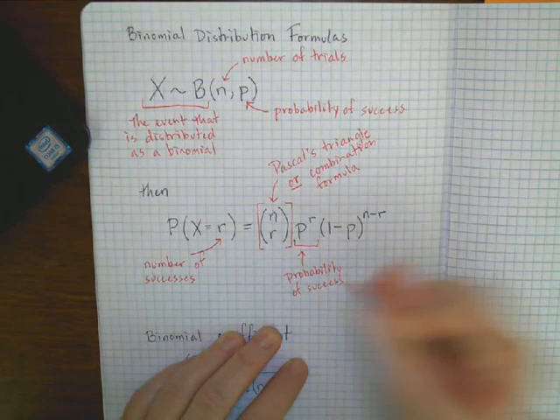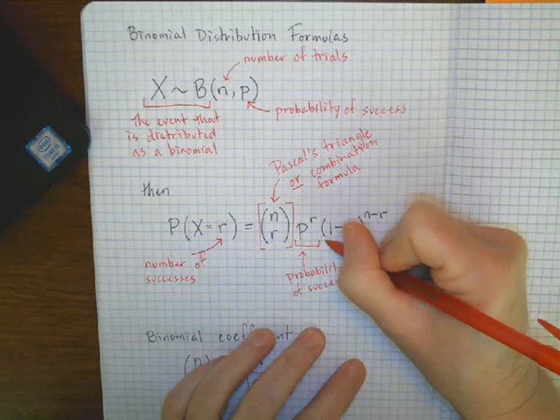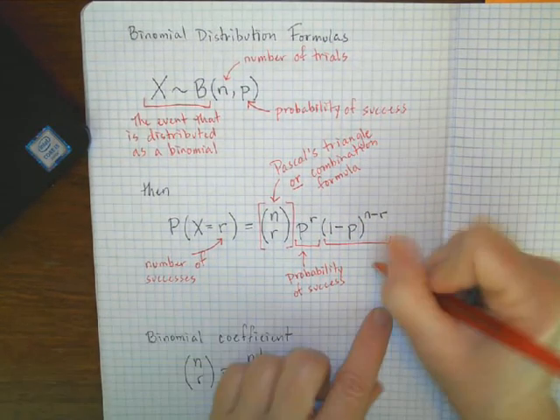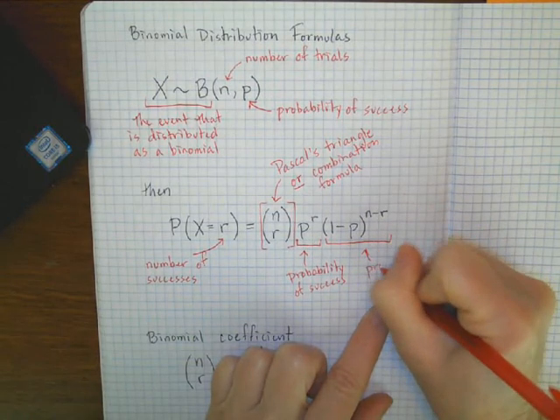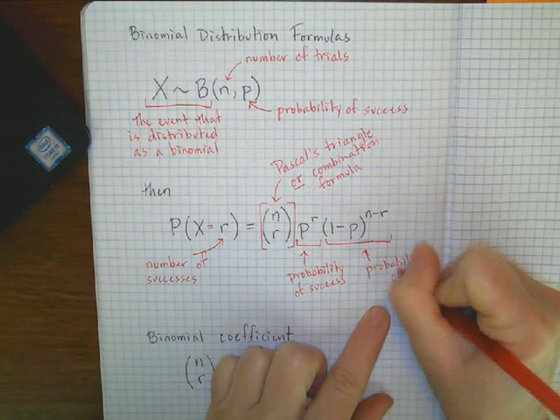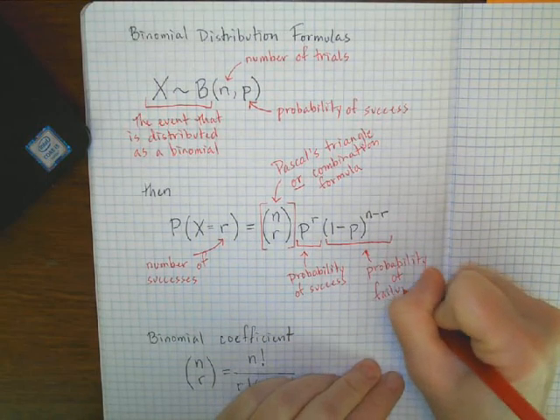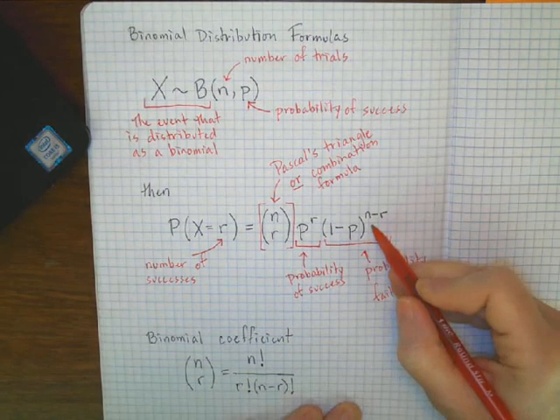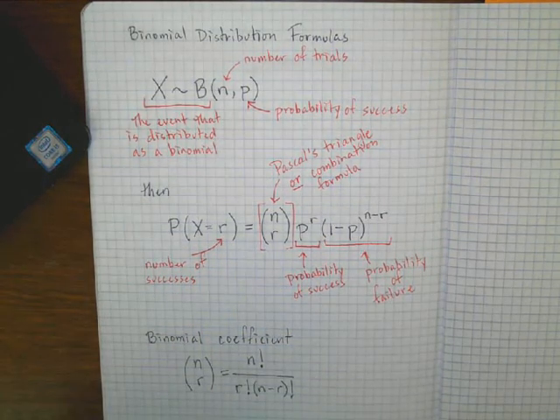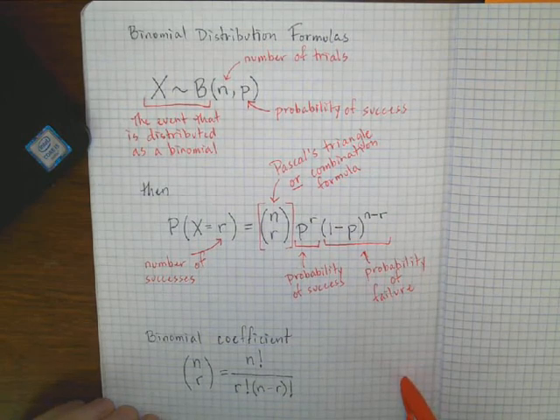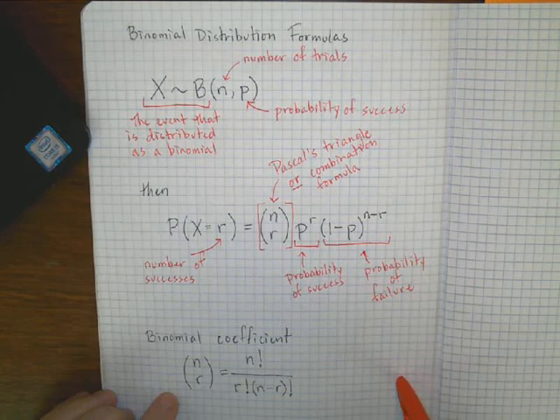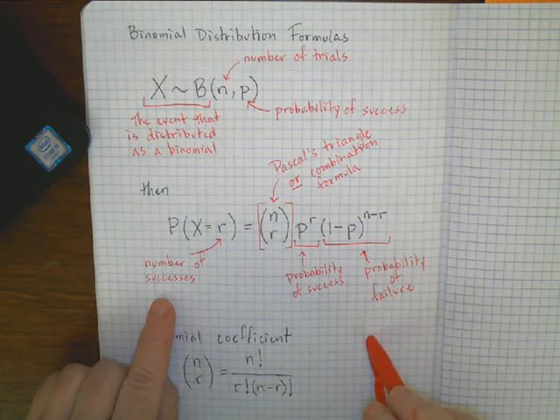And this part right here is our probability of failure. This is our probability of failure, raised to the exponent of how many failures we want. So we are going to have a look at the warm-up from yesterday. I'll show you what warm-up I'm talking about in a second, and we are going to apply this formula to our warm-up.